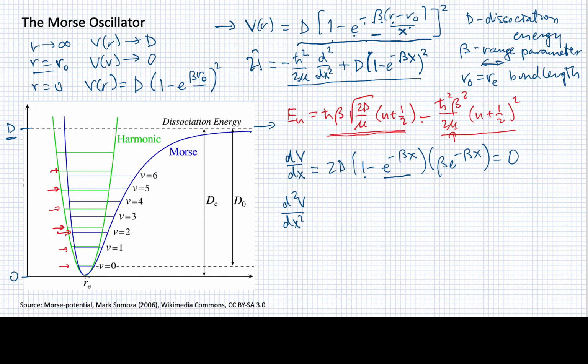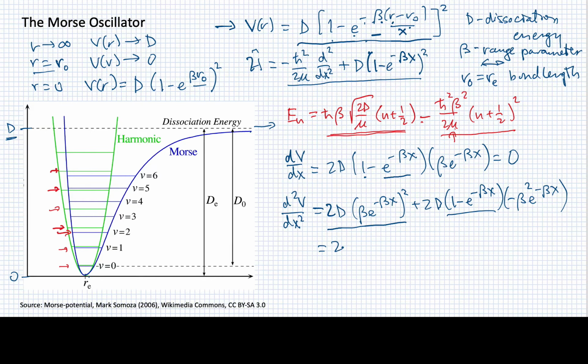Well, in this case, we get a little bit more complicated result, but still solvable. 2d times beta e to the minus beta x, quantity squared, plus 2d times 1 minus e to the minus beta x, times minus beta squared e to the minus beta x. Once again, this term will go to 0 as x goes to 0, but this term will not. This term will go to 2d beta squared.